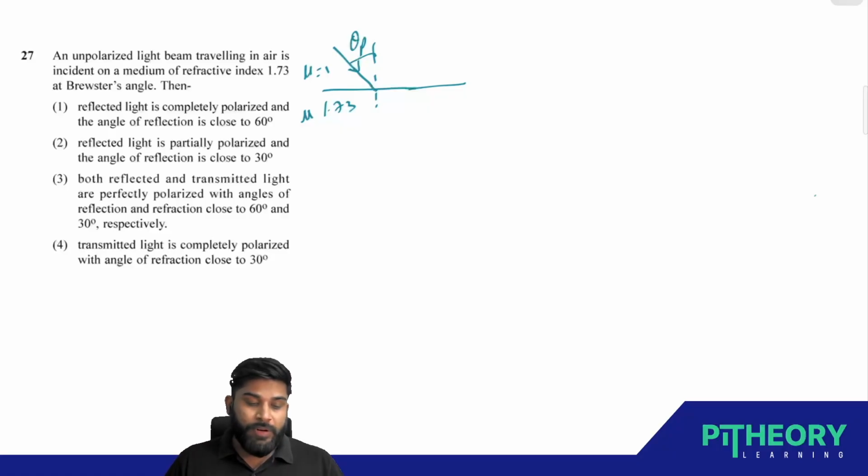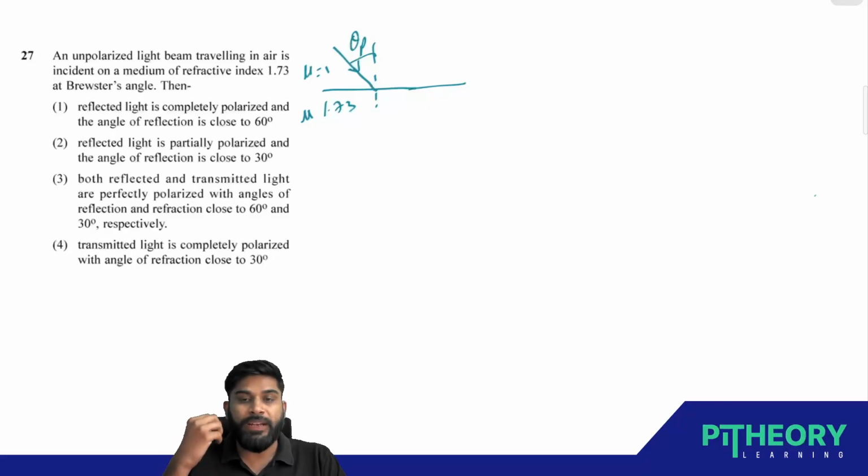Which of these is correct? Reflected light is completely polarized and the angle of reflection is close to 60°. Reflected light is partially polarized and the angle of reflection is close to 30°. Both reflected and transmitted lights are partially polarized with the angle of reflection and refraction close to 60° and 30° respectively. Transmitted light is completely polarized with angle of refraction close to 30°. This is a very simple question, correct? We apply the concept of polarization due to reflection. Very clear, correct? Seeing this only we can tell the Brewster's angle, angular polarization, we can easily connect to, correct?